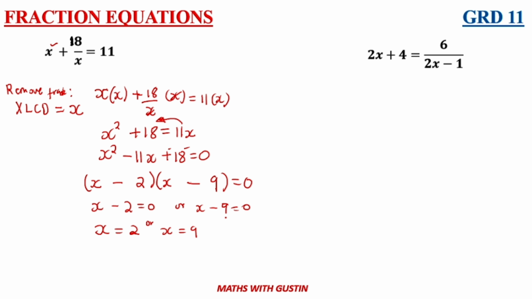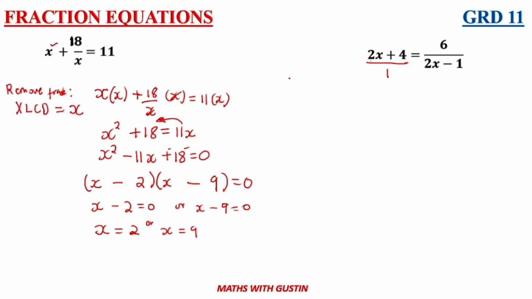That's how you would deal with an equation like this one. Let's move on to the next equation. It says 2x plus 4 equals 6 all over 2x minus 1. What did we say? First step, you need to remove the LCD. In this case, what is the LCD? The LCD refers to everything that is at the bottom, the lowest common denominator.